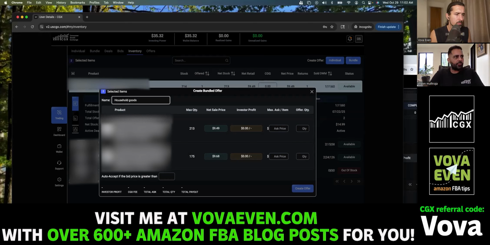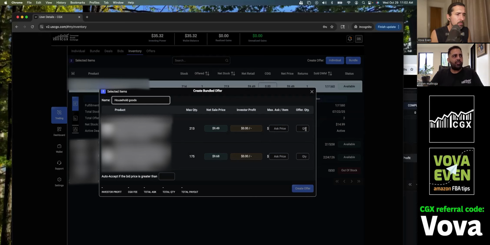We're going to choose now, of these two SKUs, how many of each SKU I want to put into the bundle. So there's 213 of this particular SKU. I'm going to say I'll put 100 of these and 100 of this other SKU, which there's 175 total of. And then I see that on the first SKU I'm receiving $9.49 for each sale that occurs. And for the second SKU, I receive $9.68 for each SKU sale.